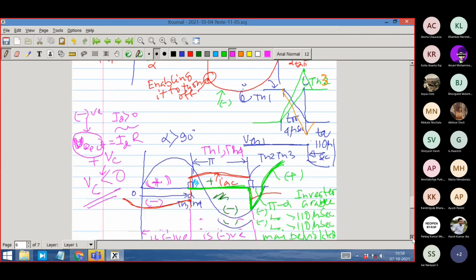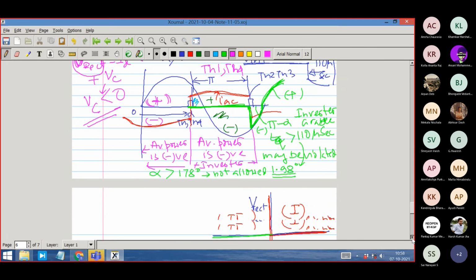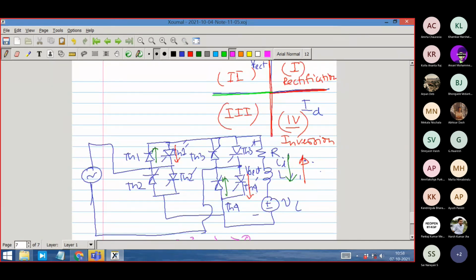What is the circuit? Since the current has to go in this direction, this side voltage has to be greater than this side voltage. When the current has to go in the green direction, the rectified voltage has to be greater than Vc voltage. That is always true, so that will happen.